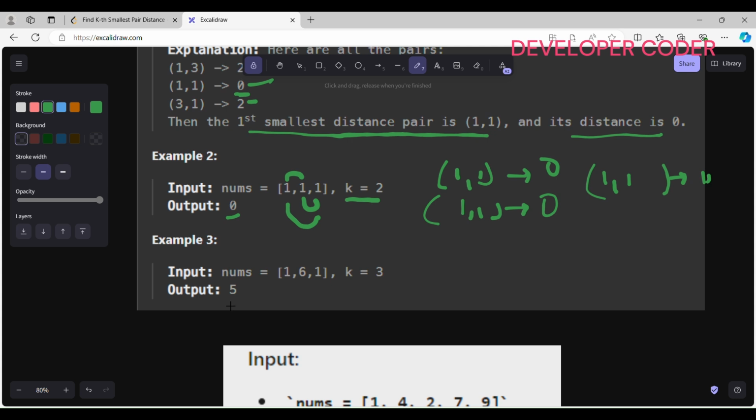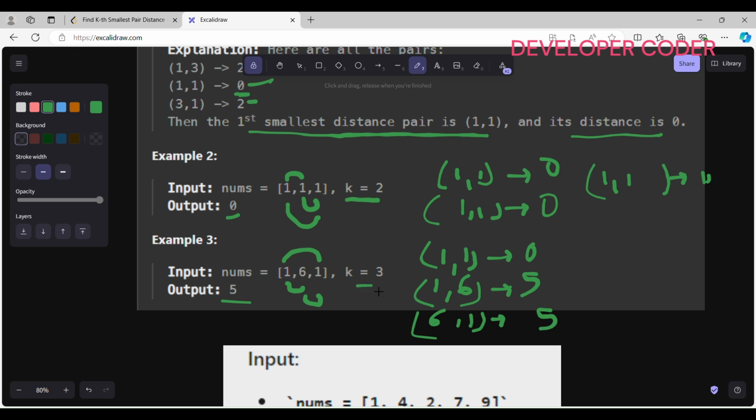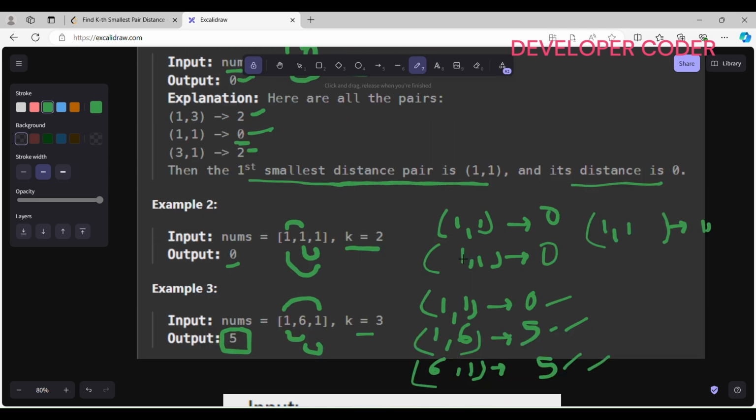Now see this example number 3. Let's consider this pair 1 1. Distance is nothing but 0. Then if I consider this pair 1 6, then the distance is 5. If I consider this pair 6 1, then the distance is 5. So we have to find the third smallest. First smallest, let's say this is second smallest, third smallest, or you can say this is second smallest, this third smallest, anything. So the minimum distance is 5 only. That's why our output is 5, right? So I hope that you guys are clear with what we are doing in this example.